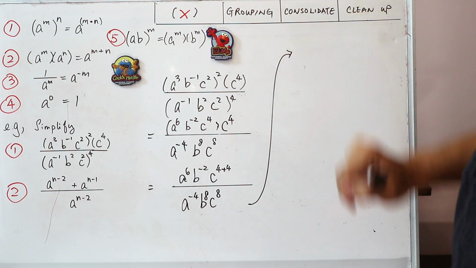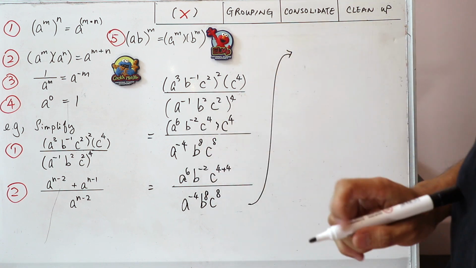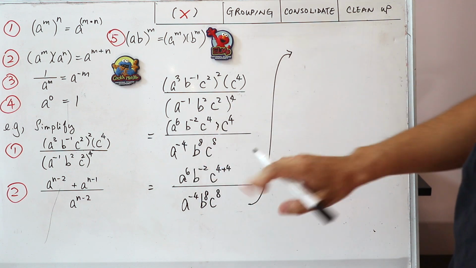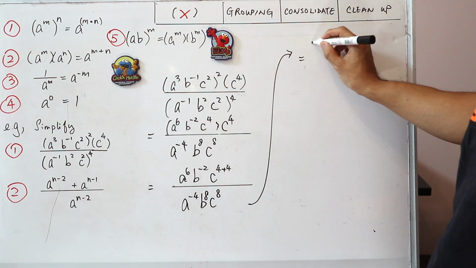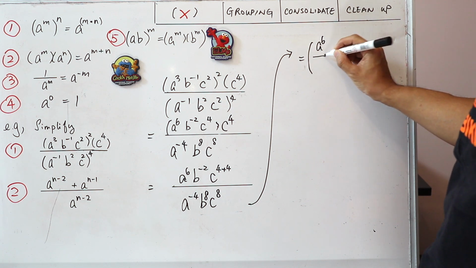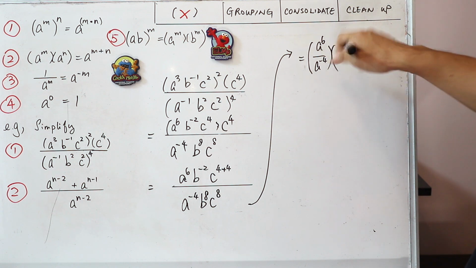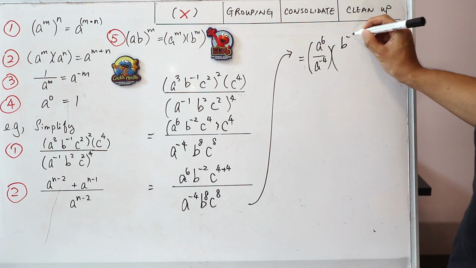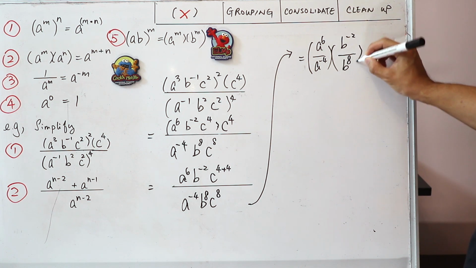Step number 2 requires some grouping. What does it mean? It means grouping the same variables together. Meaning group A together, and then group B together, and then group C together. So it will become like this. A to the power 6 divided by A to the power minus 4. Okay, so we group A together. So next we group the B together. So it will become B to the power minus 2 divided by b to the power 8.